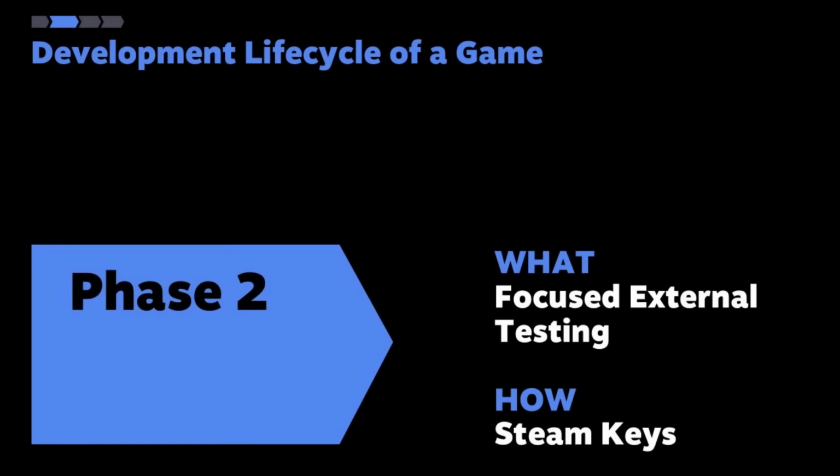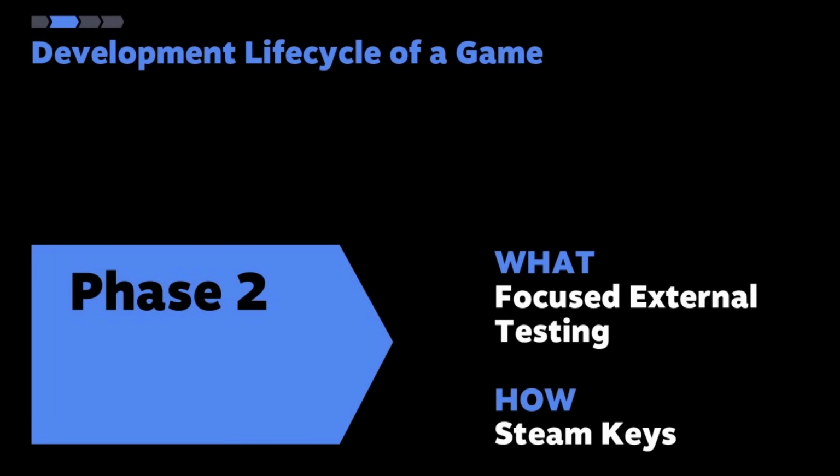In this stage of a game's development, you've been working on the game for a while and have done some internal testing, and now you're ready to get some feedback from actual players. In this phase, you may want to run a closed beta with a set of hand-picked players. We'll call this focused external testing.